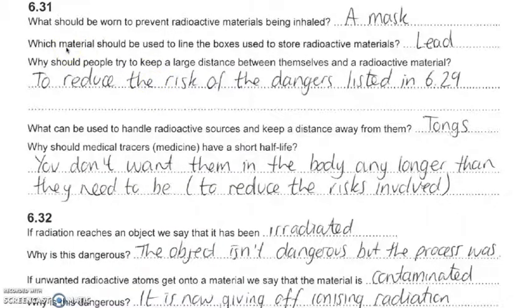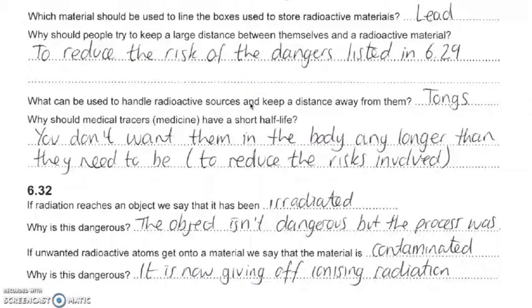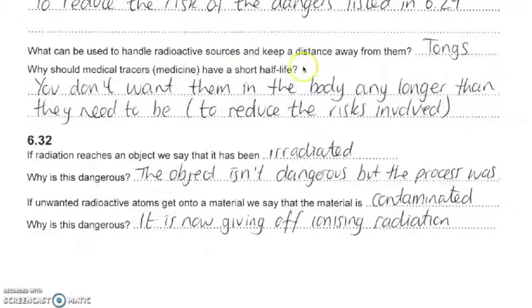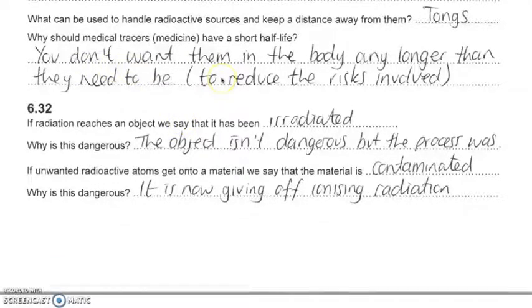So what precaution can we take in order to prevent these radioactive particles getting onto us? Well, to prevent them from being inhaled, a mask, okay. What materials should be used to line the boxes used to store radioactive materials? Well, lead, okay, that's to ensure any gamma rays are prevented from being emitted from that box. Why should people try to keep a large distance between themselves and radioactive particles? Well, we've already talked about the risks. Cancer can be caused. What can be used to handle radioactive sources and keep a distance away from them? Tongs or forceps.